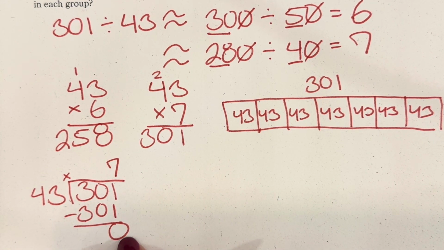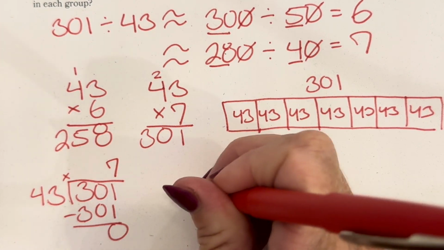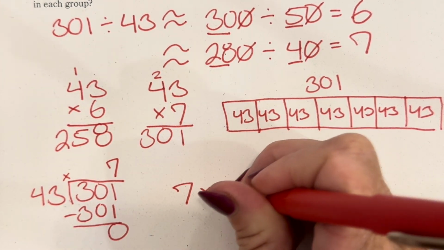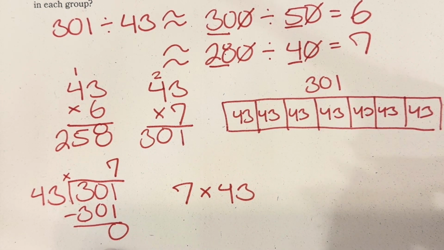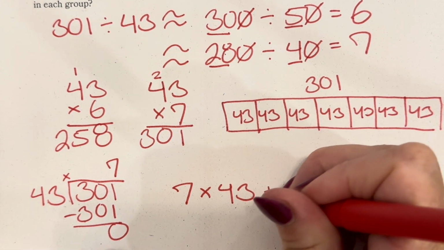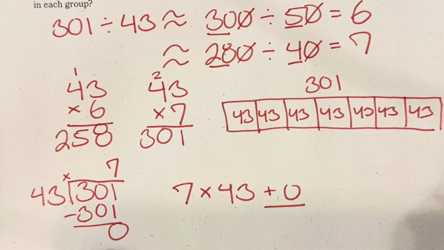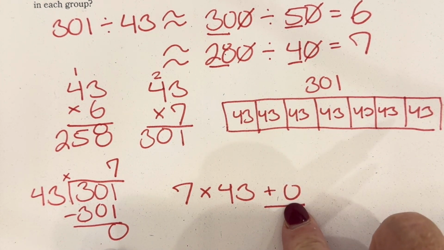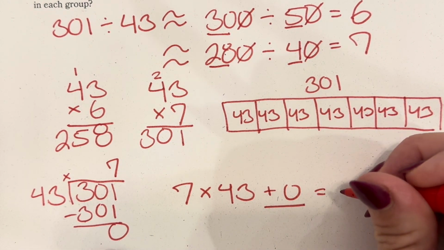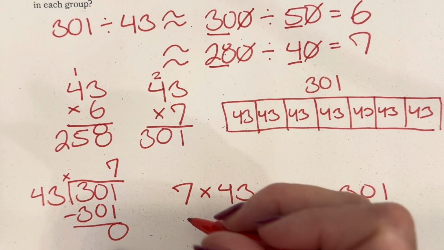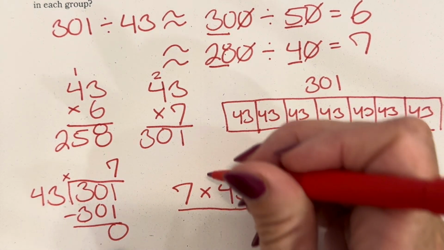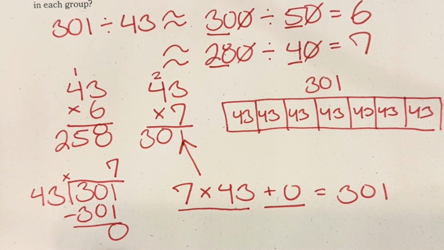I have no remainders. And if I want to check this, I know that 7 groups of 43, I could say plus 0 with no remainders. Some of you chose to do that and some don't. It's up to what you feel comfortable with. But 7 groups of 43 with no remainders equals 301. And I know that's true because I already solved this right there. I already checked it right there.